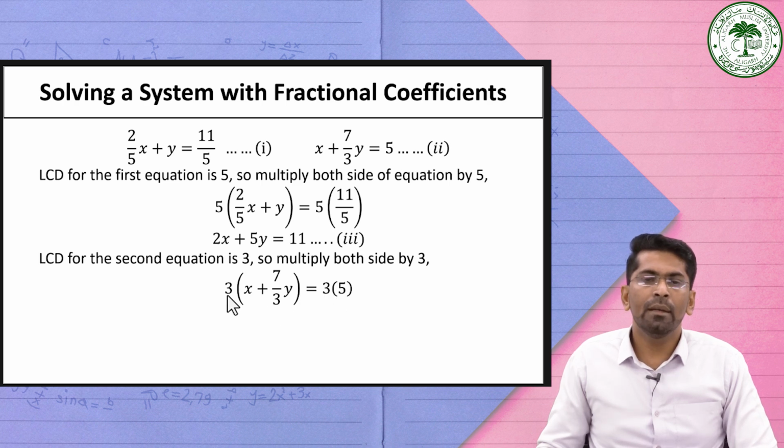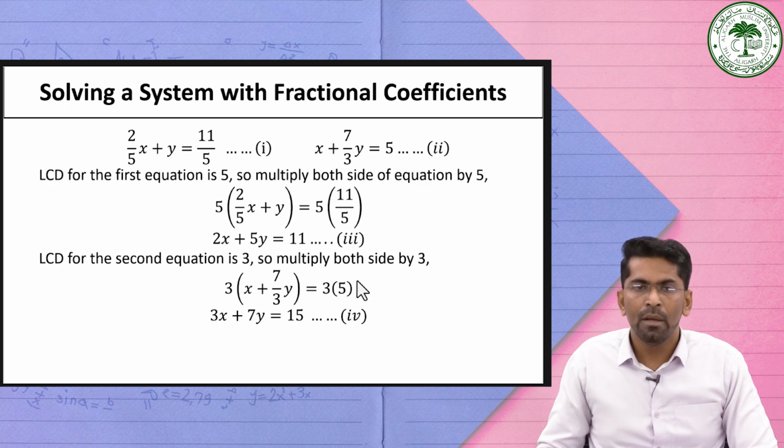So here 3 into x, which is 3x, and the term 3 and 3 will be cancelled out. So what is remaining here? It is 7y. So it is 3x plus 7y by 3 into 5, which is equal to 15. We are treating this as equation number 4. Now consider equation numbers 3 and 4.